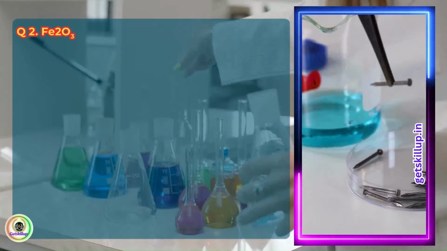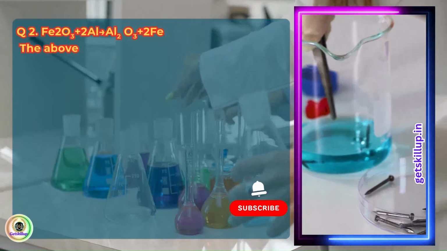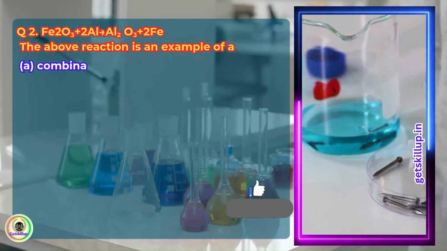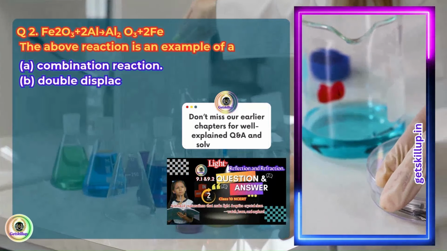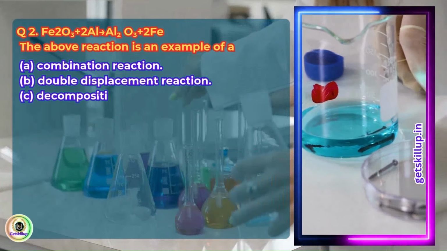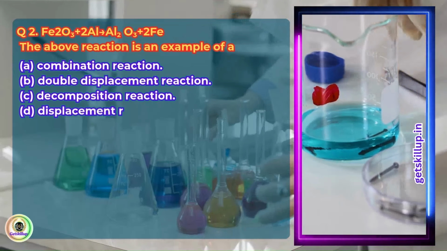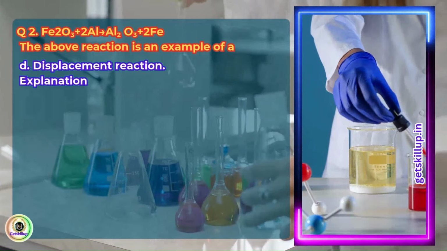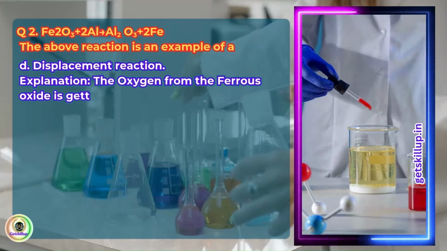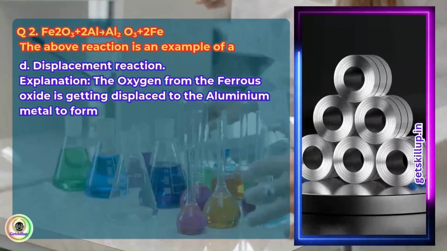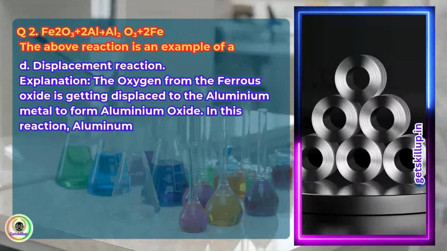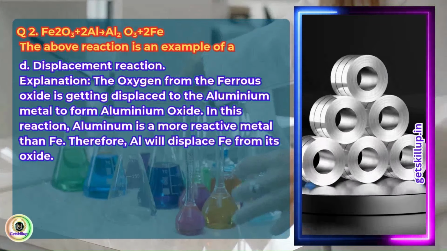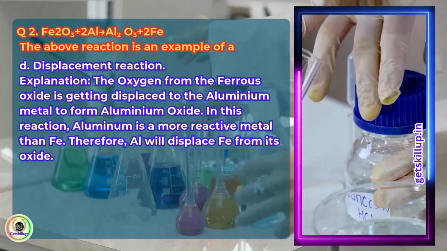Question 2. Fe2O3 plus 2Al gives rise to Al2O3 plus 2Fe. The above reaction is an example of A. Combination reaction. B. Double displacement reaction. C. Decomposition reaction. D. Displacement reaction. Answer D. Displacement reaction. Explanation: the oxygen from the ferric oxide is getting displaced to the aluminium metal to form aluminium oxide. In this reaction, Al is more reactive than Fe. Therefore, Al will displace Fe from its oxide.